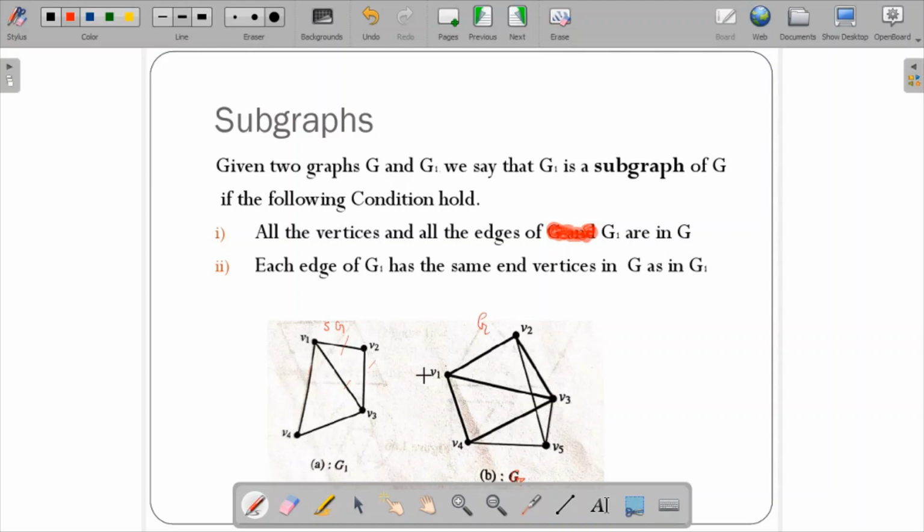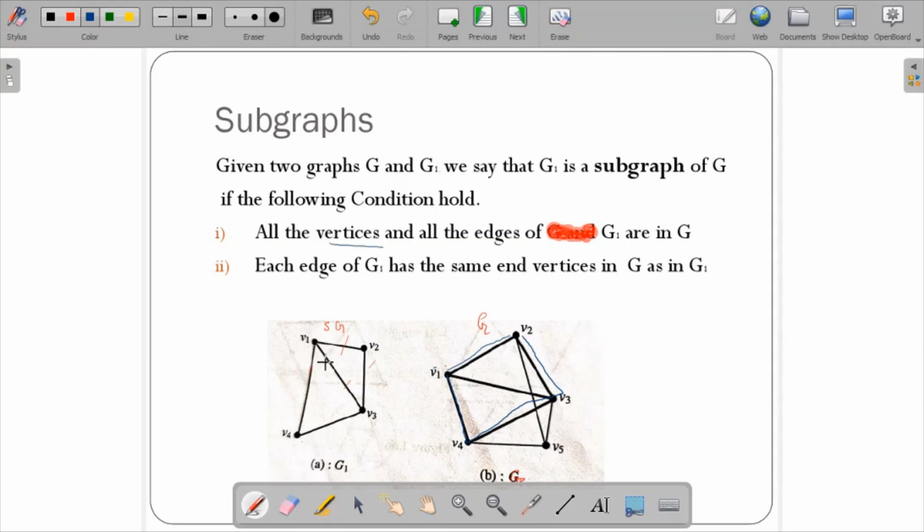So this is the main graph, G, and this is the example of the subgraph given. Now you tell whether it is a subgraph. First, all the vertices of this graph should be there over here. So check for V1, it is there. V2, V3, V4, all the vertices are there, so this condition is satisfied.